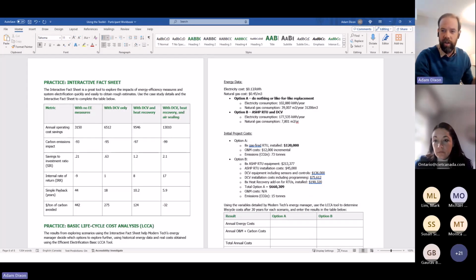There was a question there. Was that regarding the interactive fact sheet, or was that with this tool here? Oh, it's this tool because you changed the discount rate.